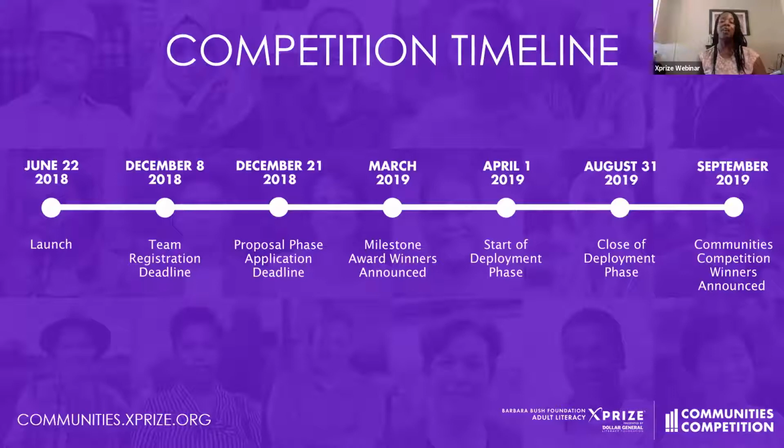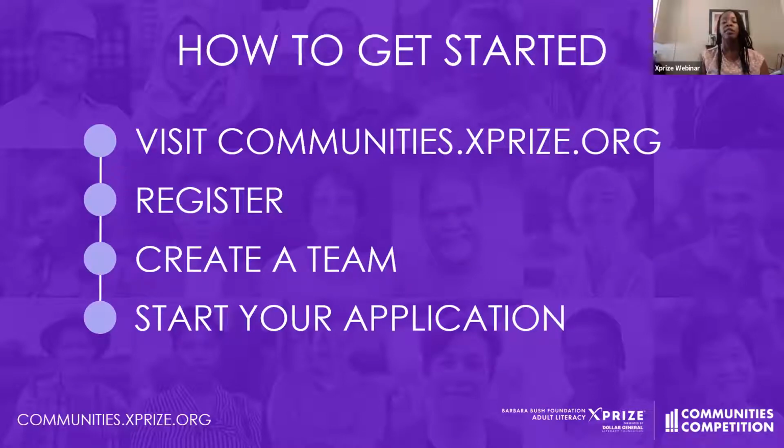So get started on it now so that it's not a mad dash and a rush to the deadline at the end. Also letting you know the milestone awards for those 50 best proposals will be awarded in March 2019 with the deployment of the app you choose. It's starting in April, ending August 31st. Then the winners that have the highest percent of usage in the 2 years get their award and their share of that last $500,000 in September 2019. So what you can do next is go to communities.xprize.org, register, create a team, and start your application.